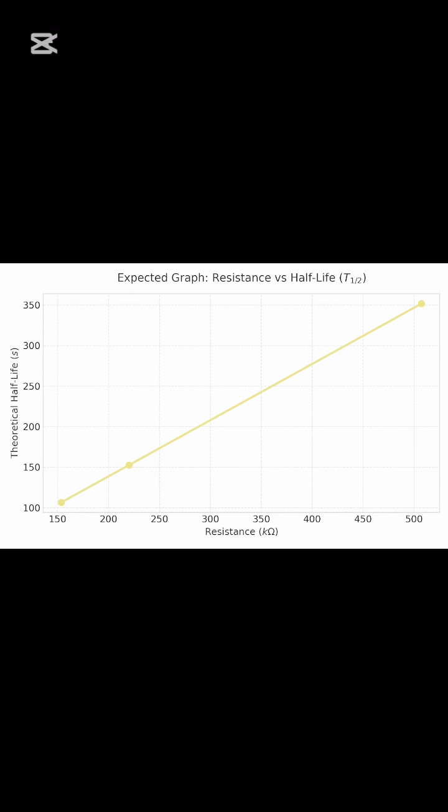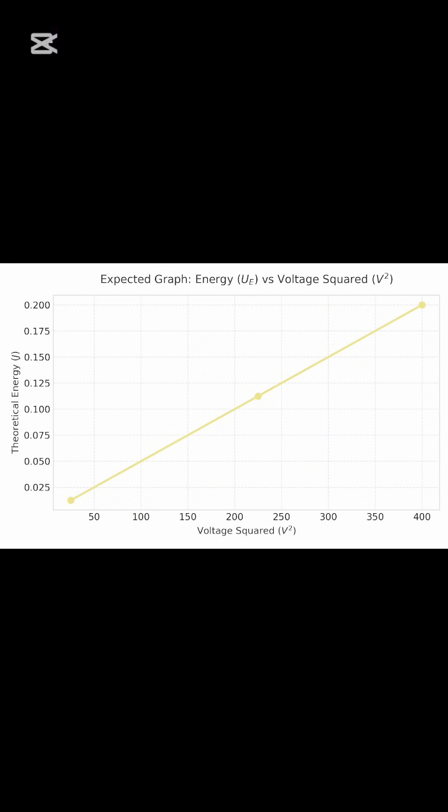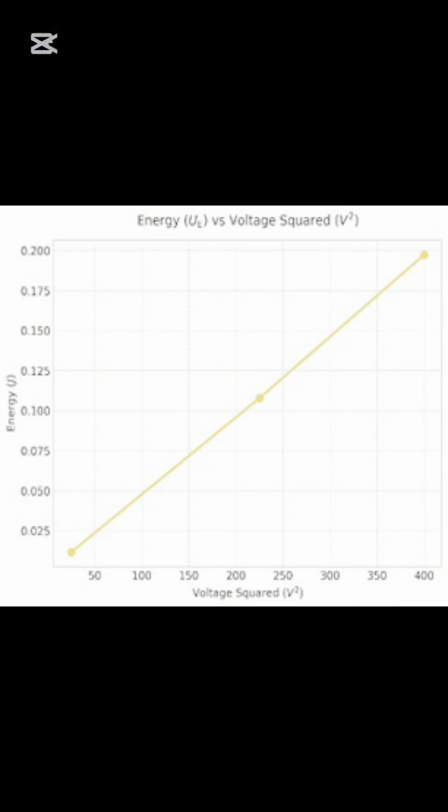The experimental results align almost perfectly with theoretical expectations, starting with the resistance analysis, where my data points follow the expected linear path, confirming that discharge time increases linearly with resistance. Similarly, plotting energy against voltage squared yields the predicted straight line, proving that stored energy is directly proportional to the square of the input voltage.